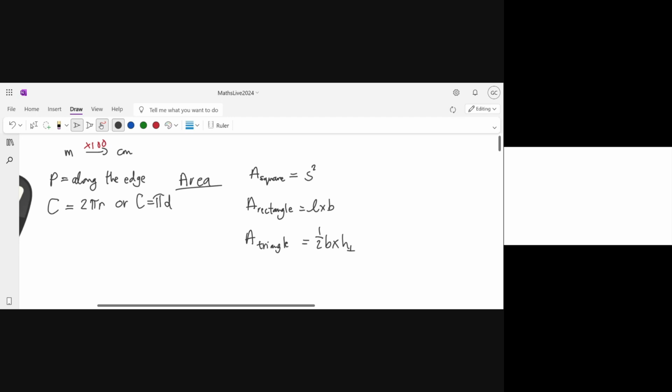All right. Then we also have the area of a circle. What is the area of a circle, guys? Do we know? Who's got me? Area of a circle?